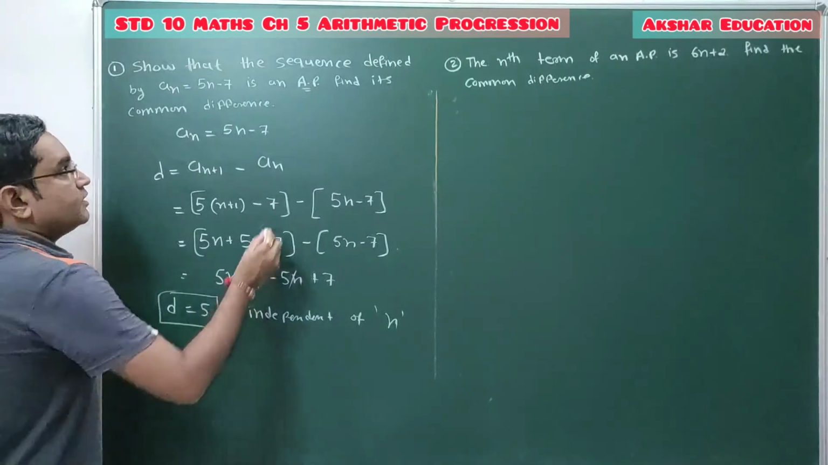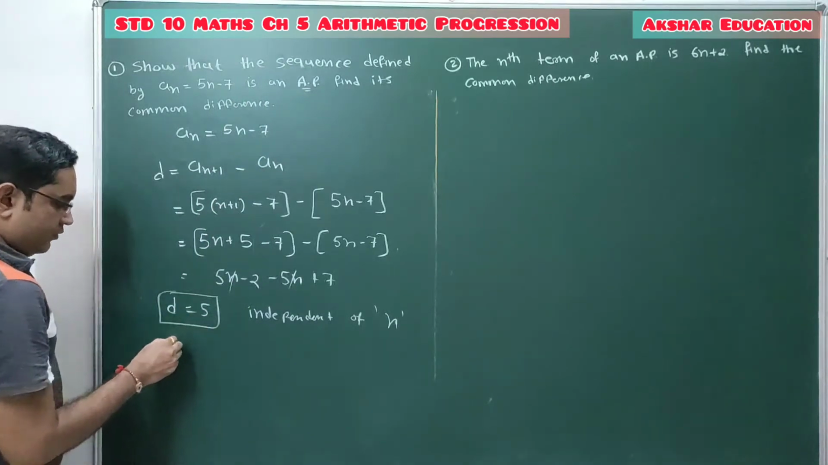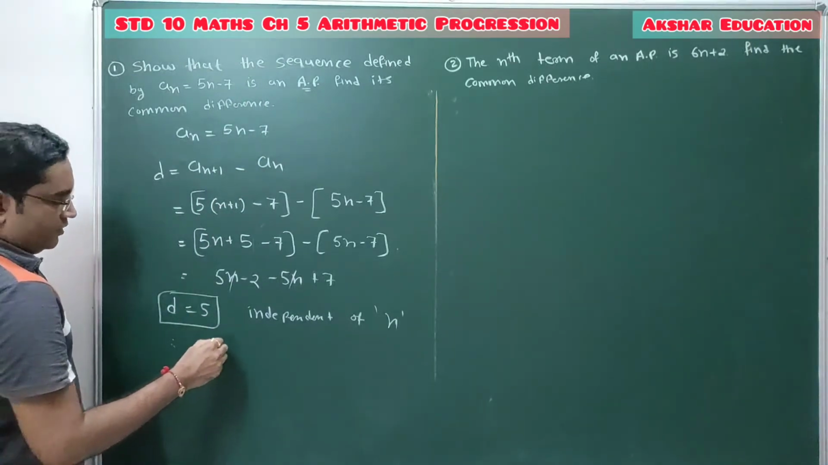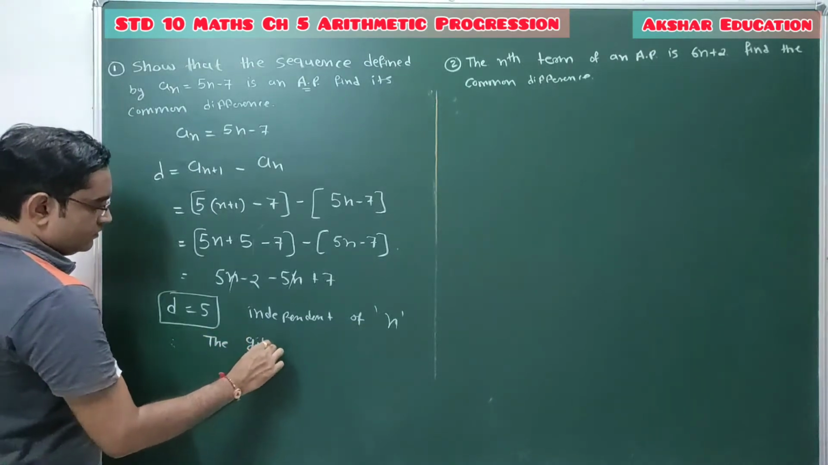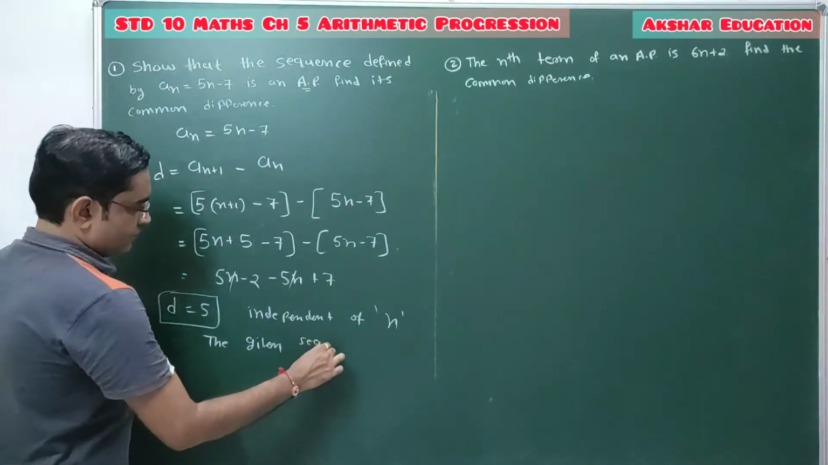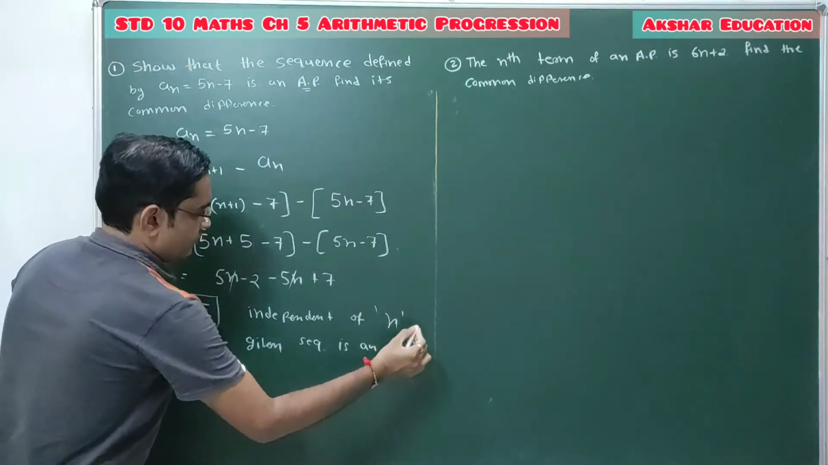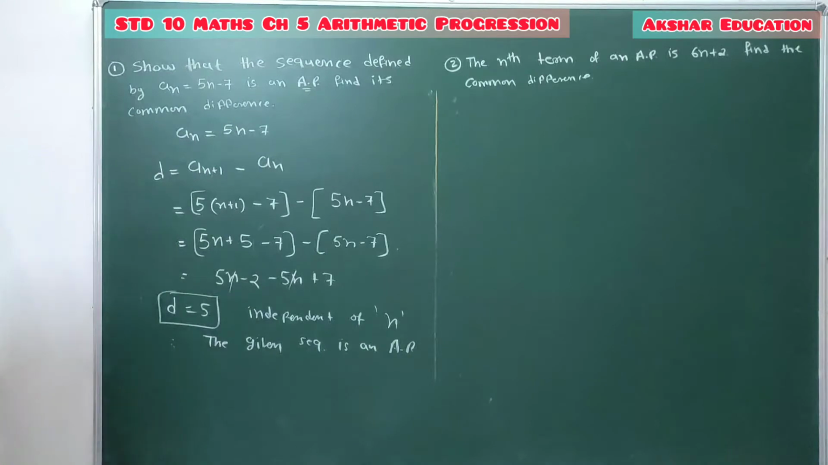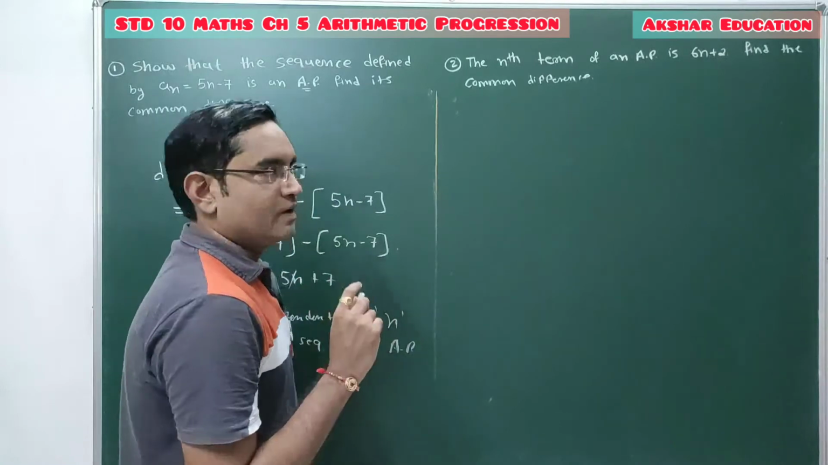So as in the given sequence the common difference is constant, we can say that the given sequence is an arithmetic progression, and the common difference of this arithmetic progression is 5. Clear, students? Next question.